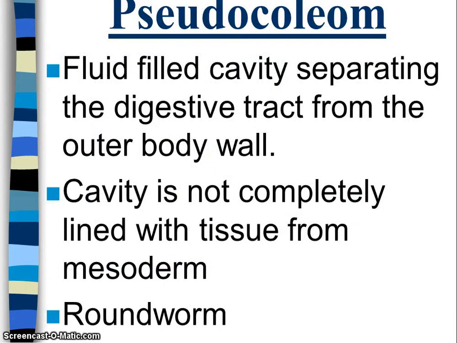Pseudocoelomates, or pseudocoelom, is a fluid-filled cavity separating the digestive tract from the outer body wall. The cavity is not completely lined with tissue from the mesoderm. Okay, so it is going to be on its way to developing the actual body cavity. All right, and this is going to be characteristic of roundworms. It's kind of like a tube within a tube body plan.